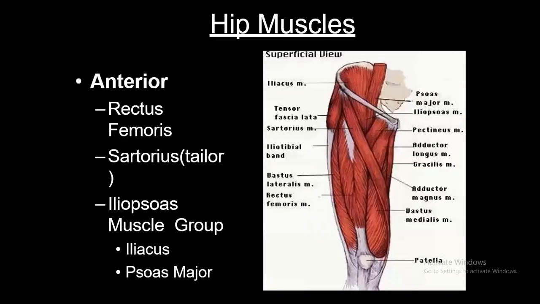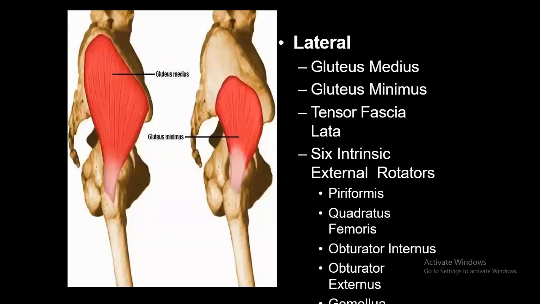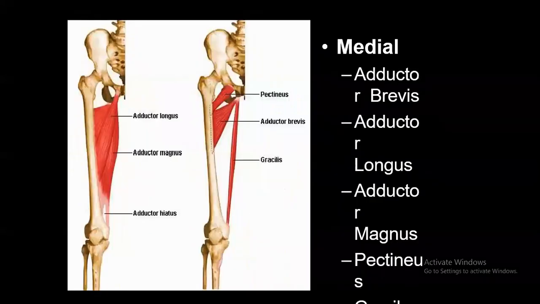Hip muscles. Anteriorly: rectus femoris, sartorius, also known as the tailor's muscle. It is the longest muscle of the body. Iliopsoas muscle group: iliacus and psoas. Lateral muscles: gluteus medius, gluteus minimus, with the gluteus minimus underlying the gluteus medius, and tensor fasciae lata. Six intrinsic external rotators: piriformis, quadratus femoris, obturator externus, obturator internus, gemellus superior, gemellus inferior. Medial: adductor brevis, adductor longus, adductor magnus, pectineus, gracilis.